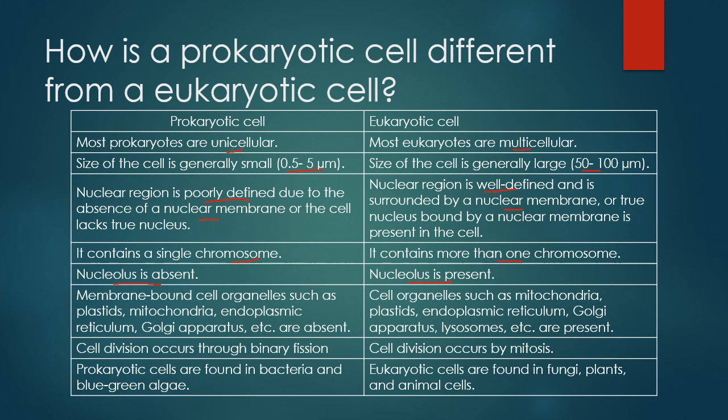Membrane-bound cell organelles such as plastids, mitochondria, endoplasmic reticulum, Golgi apparatus, etc. are absent. Cell organelles such as mitochondria, plastids, endoplasmic reticulum, Golgi apparatus, lysosomes, etc. are present in eukaryotes. Cell division occurs through binary fission in prokaryotes. Cell division occurs by mitosis in eukaryotes. Prokaryotic cells are found in bacteria and blue-green algae. Eukaryotic cells are found in fungi, plants, and animal cells.